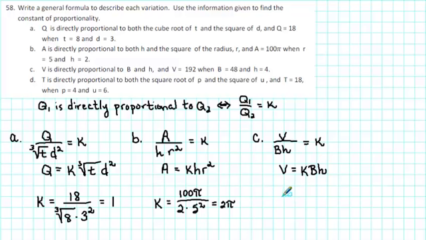To find the constant of proportionality, we substitute the given values for V, B, and H into the constant of proportionality formula. We get 192 divided by the product of 48 and 4. 4 goes into 192 48 times, and 48 divided by 48 is 1, so the constant of proportionality is 1.